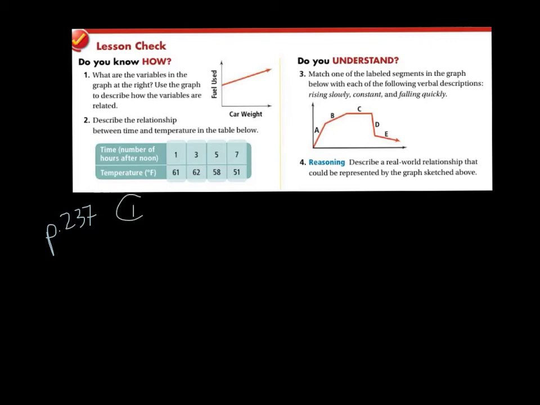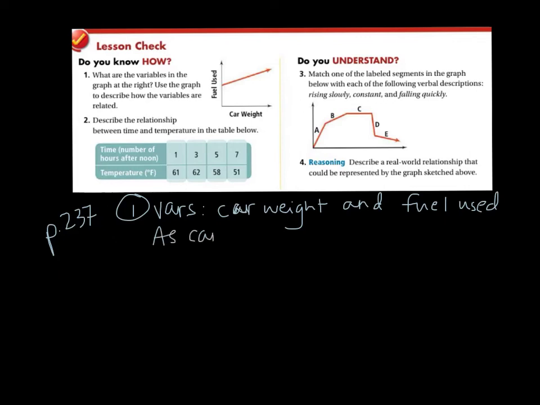Okay, number 1, what are the variables in the graph at the right? Use the graph to describe how the variables are related. All right, so the variables in that graph are car weight and fuel used. And this makes sense. We actually talked about this in the classes that got to rate times time equals distance problems. You're kind of shocked to see that an aircraft carrier only goes at about 6 kilometers an hour. Well, it's kind of heavy, so it takes a lot of energy even to have it go 6 kilometers an hour. As the car's weight increases, so as car weight goes up, so does the amount of fuel used. And that's about it.